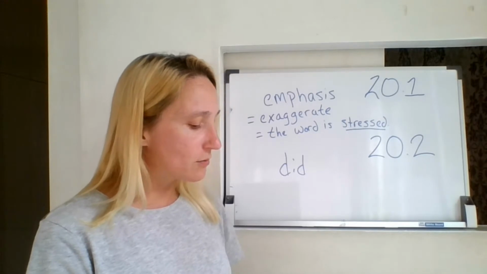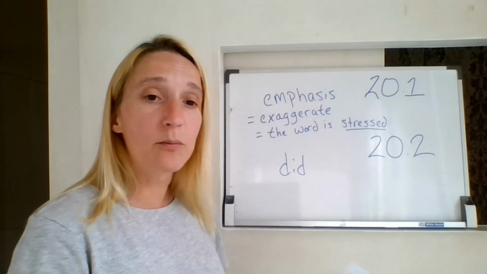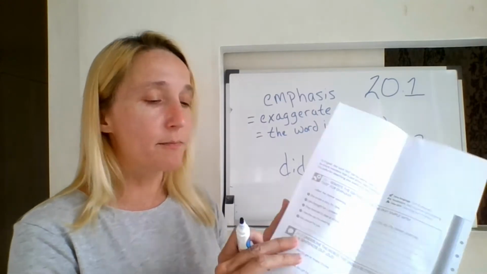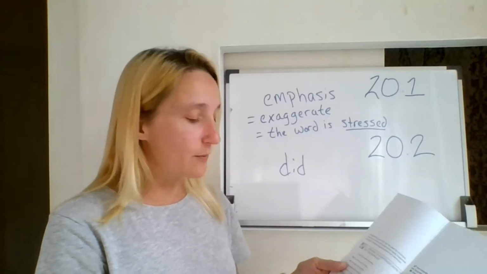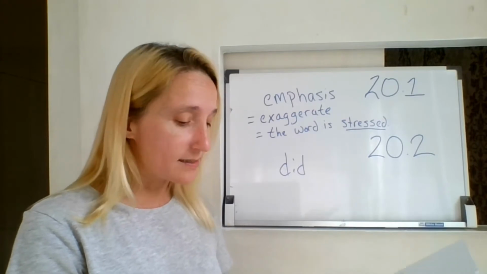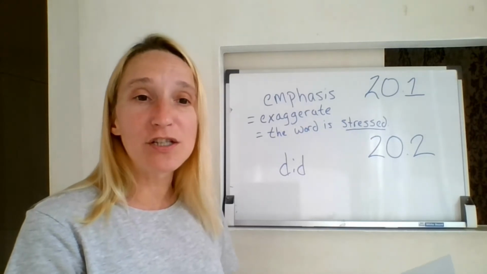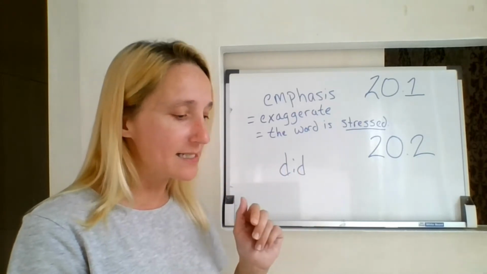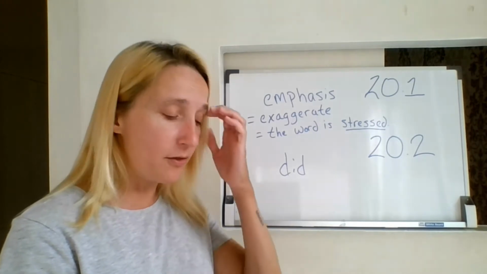I'm going to let you do numbers 2, 3, 4, 5 on your own, and then we can come back and go over the answers. But before you do, let's just skip right next to the bottom section. 20.2, I want you to do that as well. And it says, underline the word that should be stressed. Then say that sentence out loud. I want you to take turns saying the sentence. Maybe one of you will say sentence number 1, another one can say sentence number 2, another one can say sentence number 3, and so on and so forth.